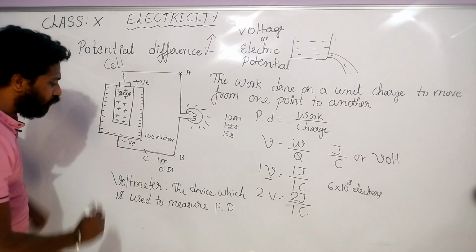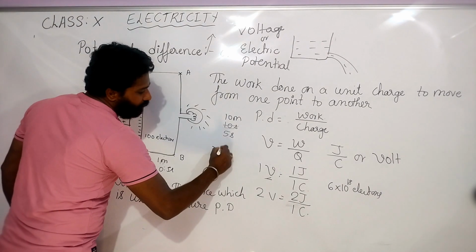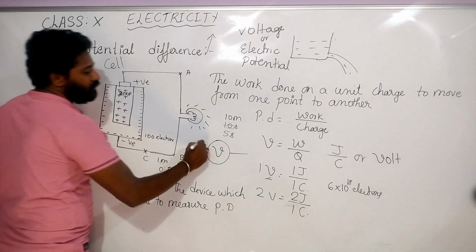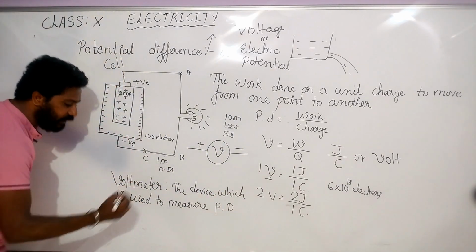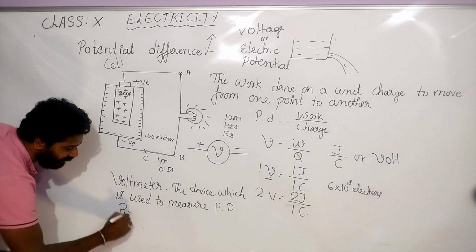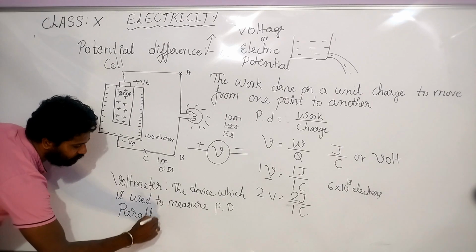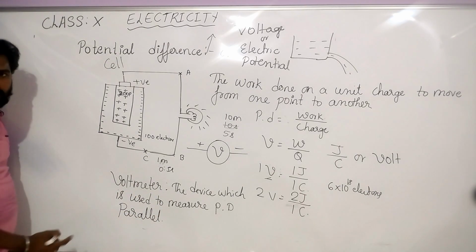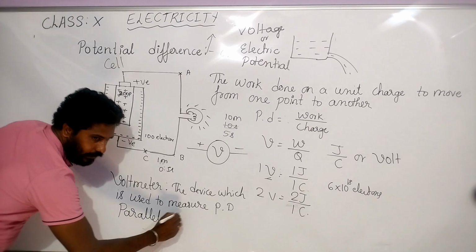So how do we connect a voltmeter and how do we represent a voltmeter? A voltmeter is represented like this. Okay, so this is the plus terminal, minus terminal. How do we connect it? We connect it in parallel connection.